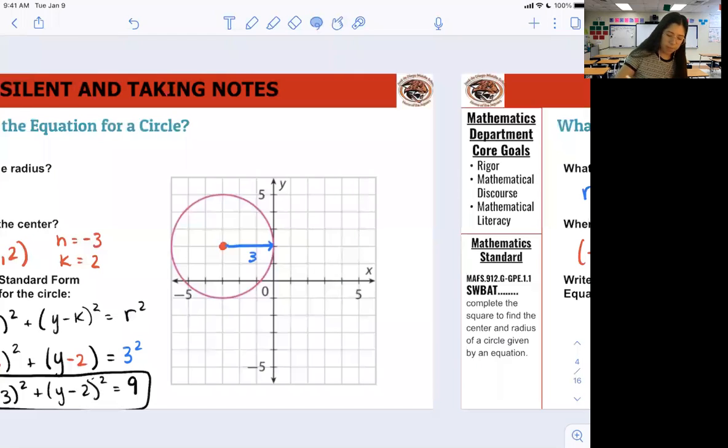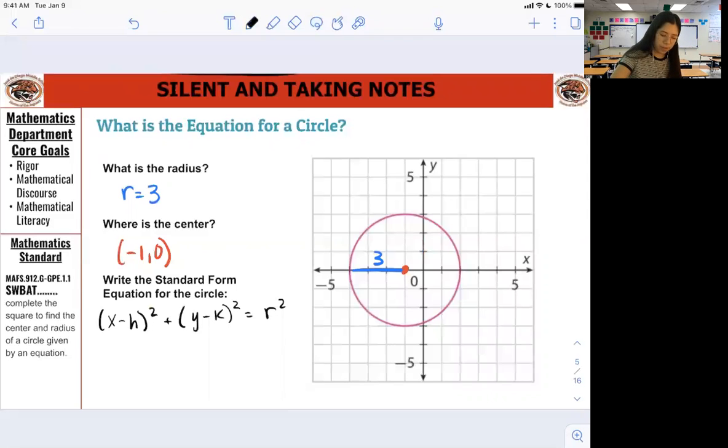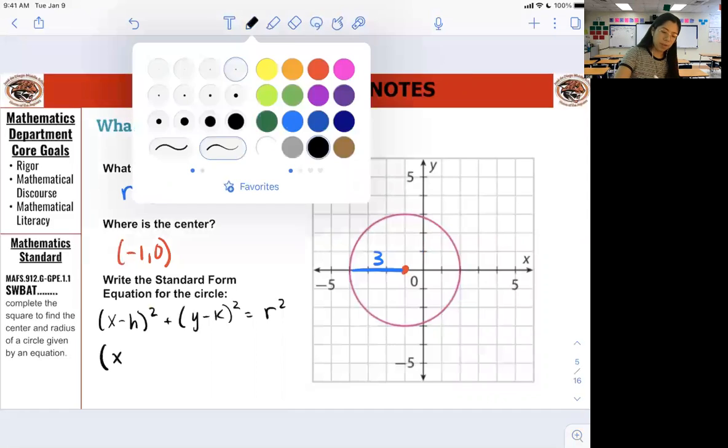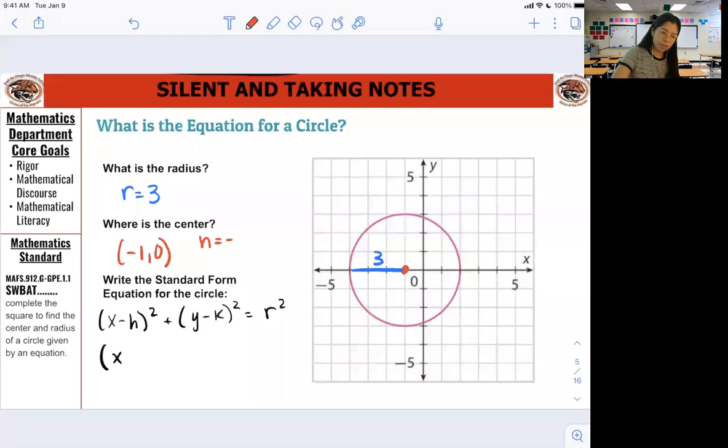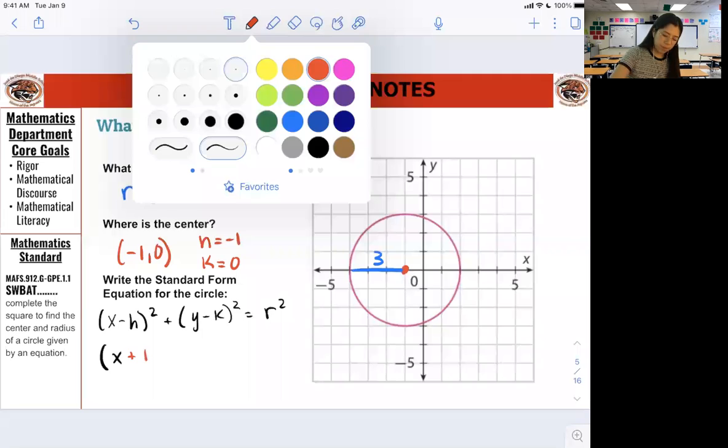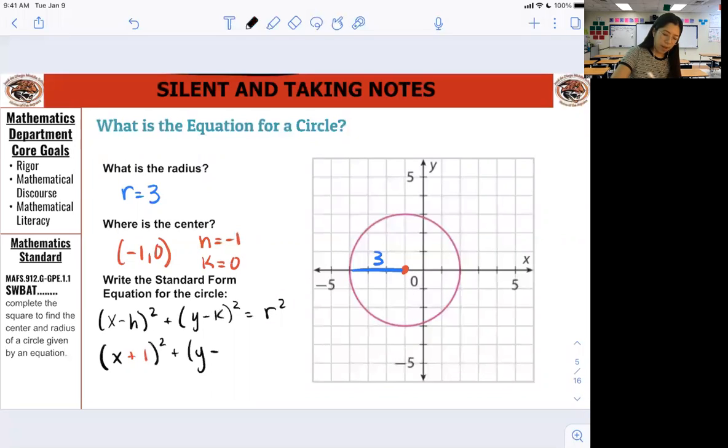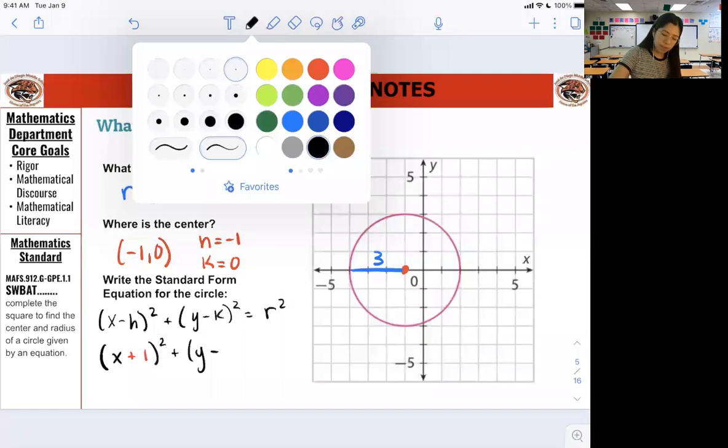All right. So what do I plug in my first set of parentheses? It's going to be x minus 1 or plus 1? Plus, good. Plus 1. We're going to flip it. Then I've got y minus 0. And then I have 3 squared again.